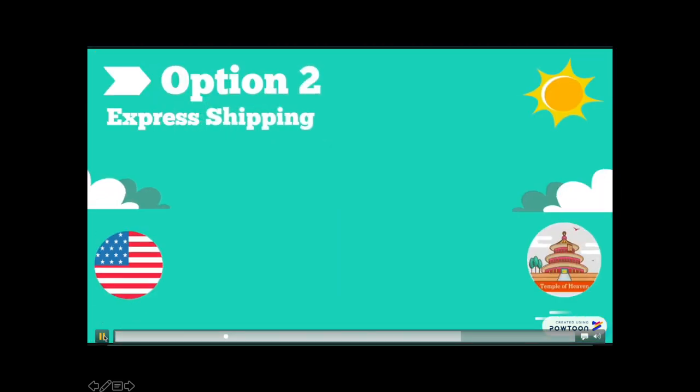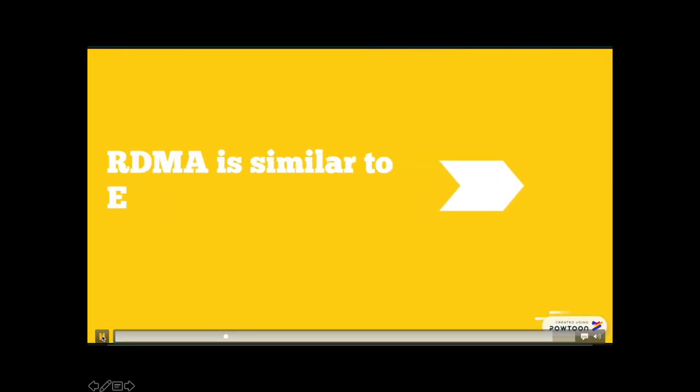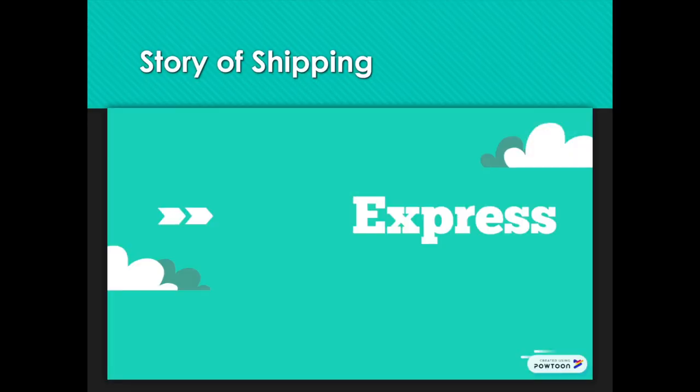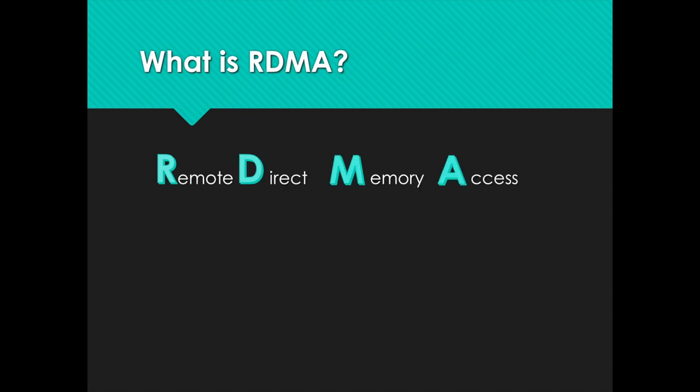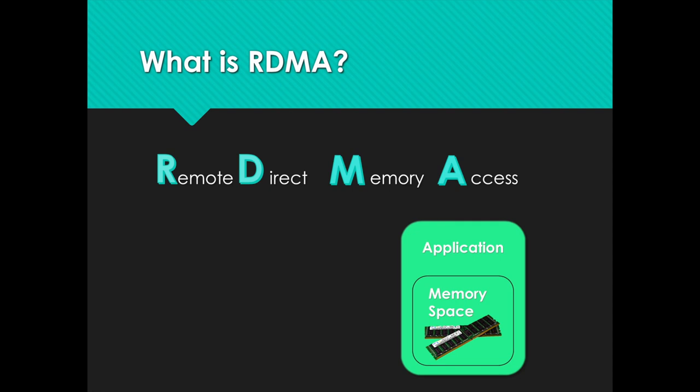And option 2 is called express shipping. It will directly deliver the package to the final destination without any stops. So the RDMA idea is more like the express shipping. It's faster and it's more direct. So what is RDMA? It stands for Remote Direct Memory Access. So it's more like we can deliver the data directly into the application memory space.